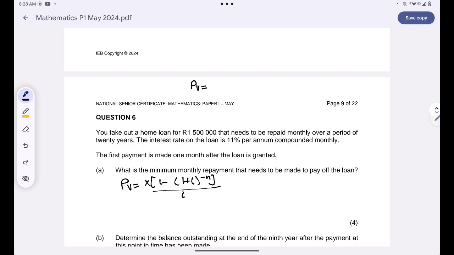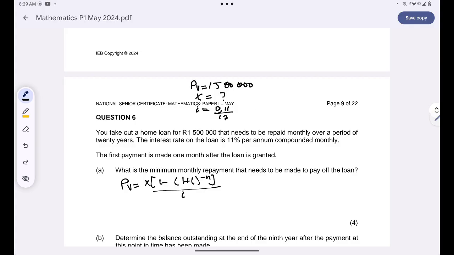Let's just get into this thing now. I do have the present value, which is just 1.5 million. I don't know my monthly installment, and that's what I'm looking for. I know the interest. I'm told that it's 11% per annum compounded monthly. I'll take the 11% and divide it by 100. I'll simply get 0.11. Since it's compounded monthly, I'll divide by 12. Are you together?